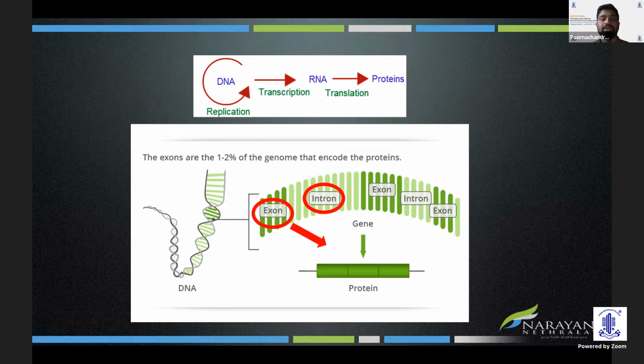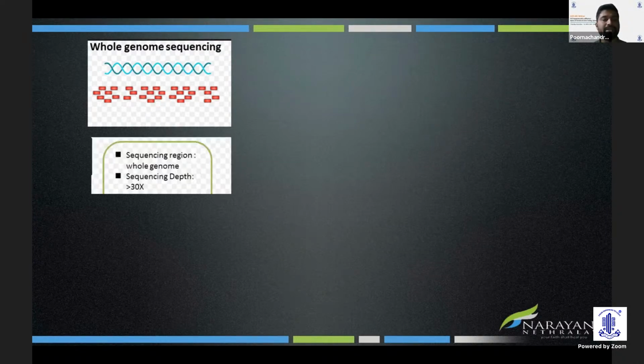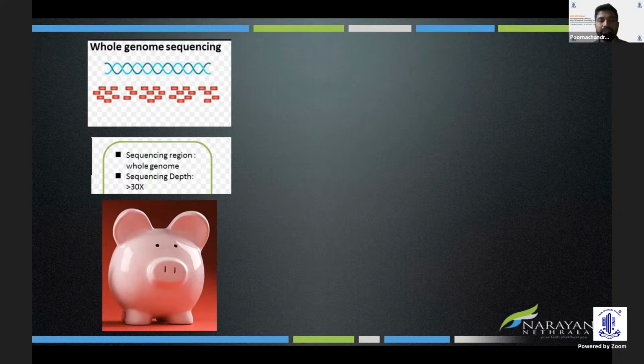The reason being, whenever we do genetic testing, we need to know what type of test we do. In whole genome sequencing, as the name suggests, we sequence the entire genome, which includes both exons and introns, both the coding part and the non-coding part. The cost involved is also a little high, and the time taken is also a little more to generate the report.